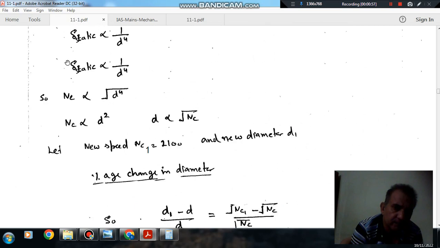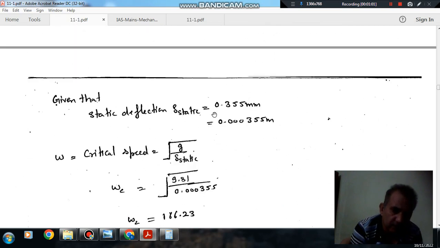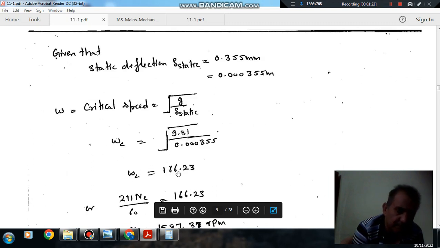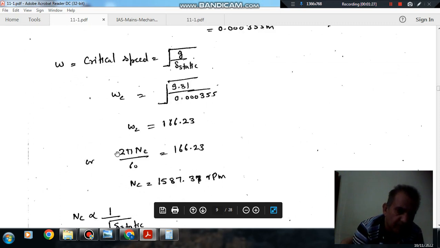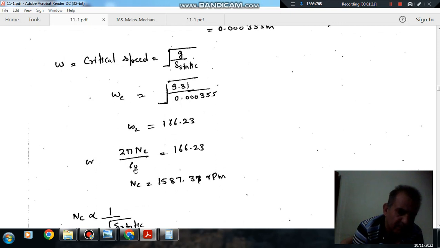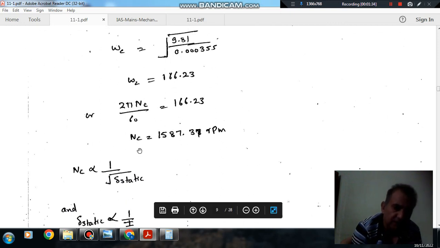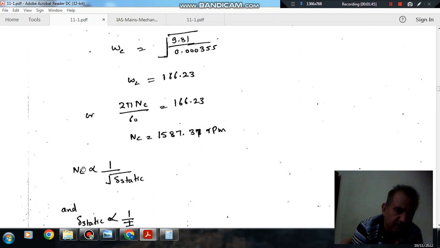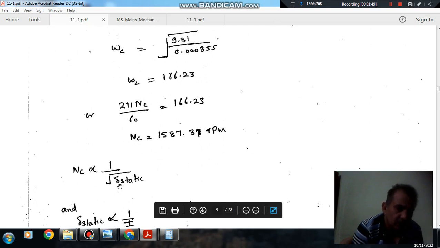So in the first case, it is given that the static deflection is 0.355 mm or 0.000355 meters. We know that the critical speed is root g by deflection, where g is 9.81. So omega c comes out as 166.23 radian per second, or in rpm, 2 pi Nc by 60 is equal to 166.23. So the critical speed in rpm comes out as 1587.37 rpm. And from this formula we can see that critical speed is inversely proportional to static deflection.